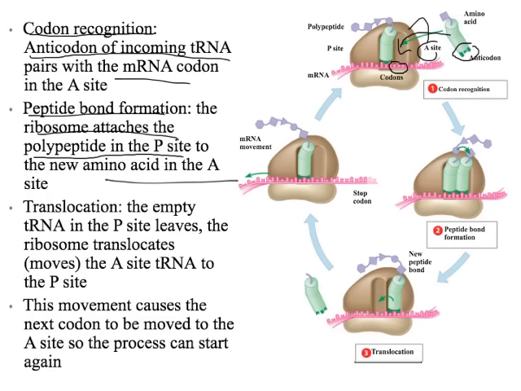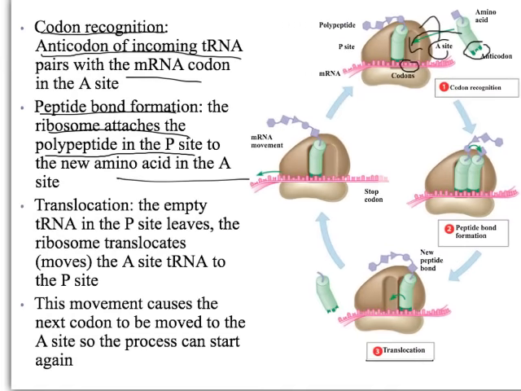If we look at our peptide bond formation picture here, you can see that the amino acid chain that was attached to this tRNA gets bonded to the amino acid right here. So now if you look, it's all bonded together in a growing polypeptide chain.